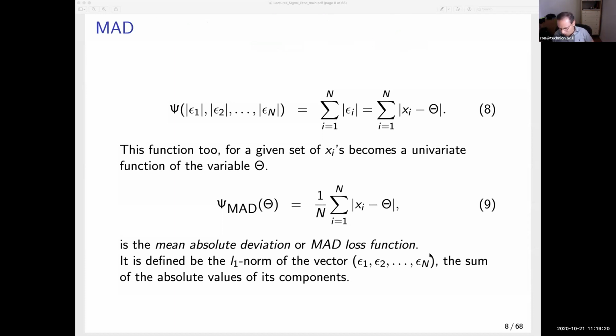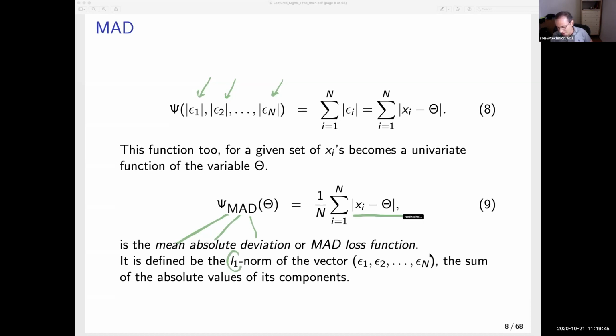Okay, so now we go into our other penalty function, which was the absolute value of each and every error. And this is the definition of this error, and it is called mean absolute deviation, or MAD. And this is the loss function, and it's called the L1 norm. Why? Because it is minimizing the absolute value.